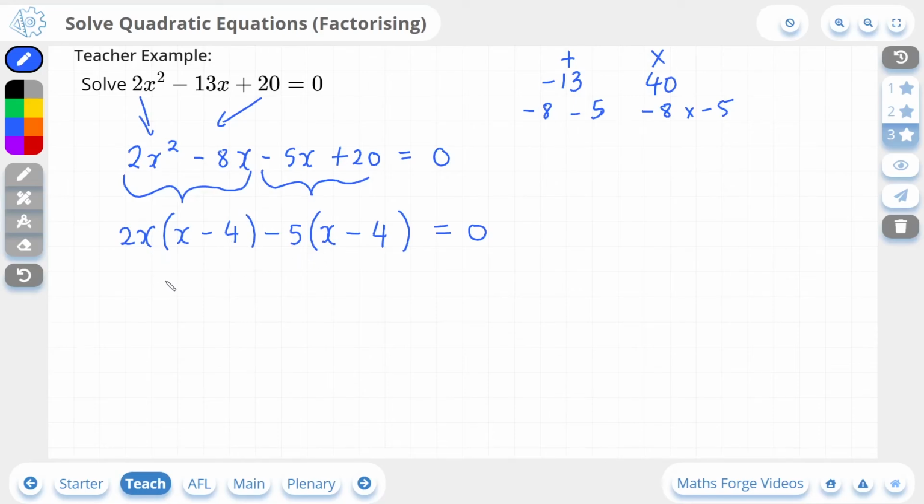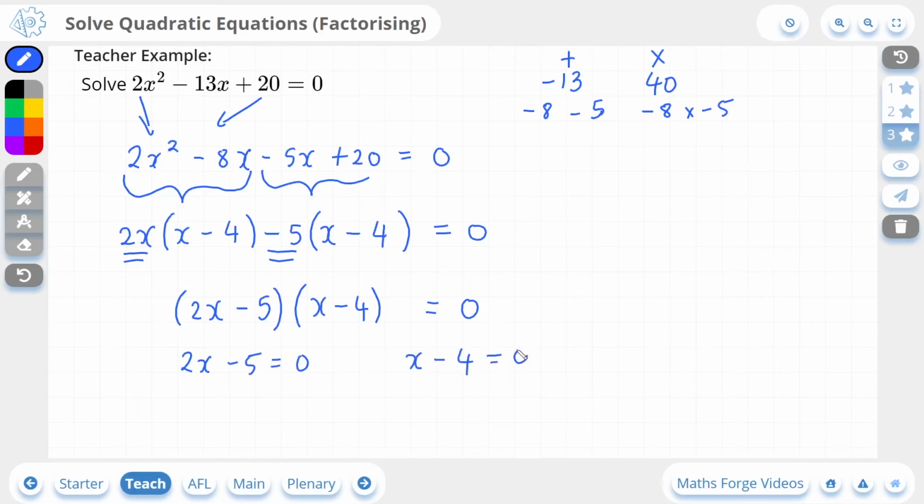So now for the final stage, we can take the terms outside of the brackets and form a single bracket with them. So it's going to be 2x minus 5. And the second bracket is going to be formed from the x minus 4. And this is now equal to 0. And just as we've done in the previous example, if we take each bracket and equal it to 0, solve for x in both cases, we should get our answers.